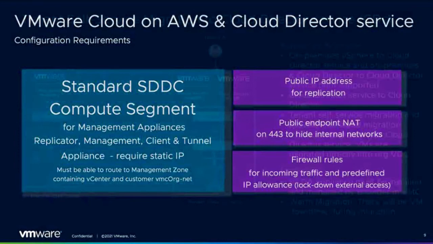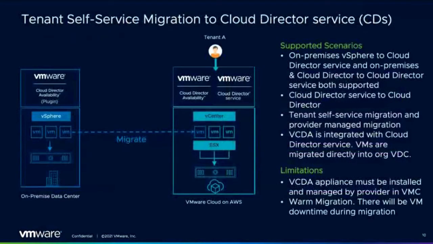The supported use cases, as mentioned earlier, are vSphere to Cloud Director Service and Cloud Director to Cloud Director Service, with bidirectional migration capabilities. As limitations, currently there is no service to be requested for Cloud Director Availability, so the provider needs to deploy it manually in the compute resource pool. And it supports warm migration, which means there would be some downtime during the migration process.